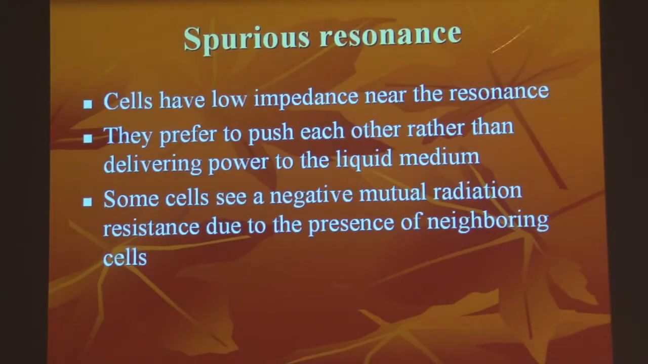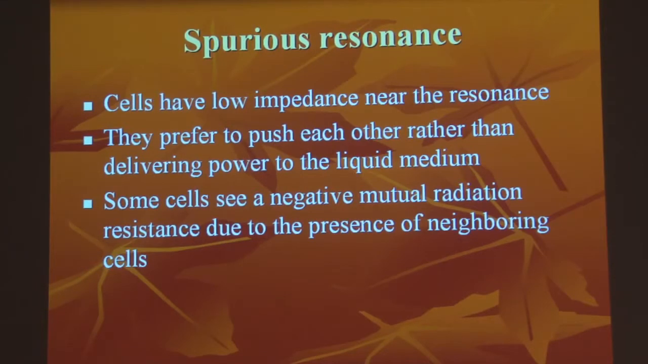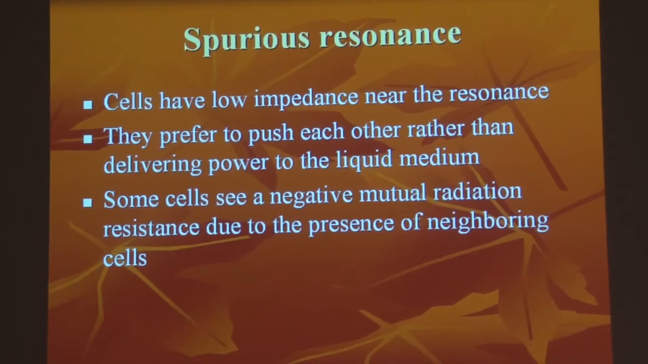So cells have low impedance near the resonance, and they prefer to push each other, if you like, rather than delivering power to the liquid medium. They sort of pass the ball to each other at the resonance, and some cells see a negative mutual radiation resistance due to presence of the neighboring cells.